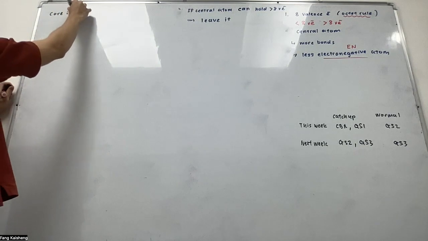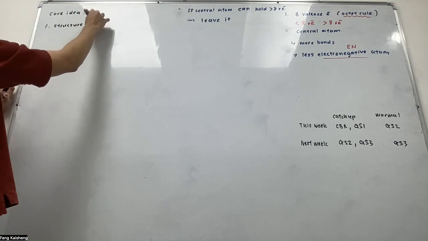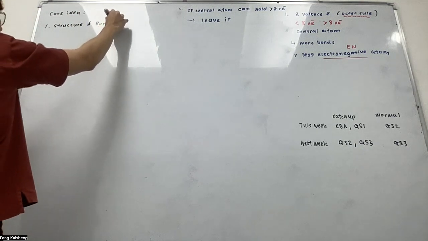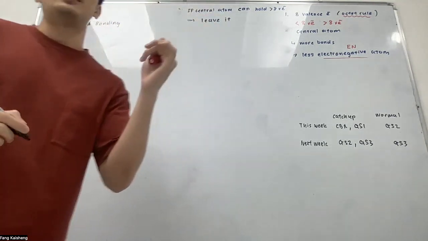The first core idea is structure and bonding. As I mentioned before, let's just leave this here for the rest of this. Structure and bonding is arguably the easiest part. It's really easy to identify in the exam.